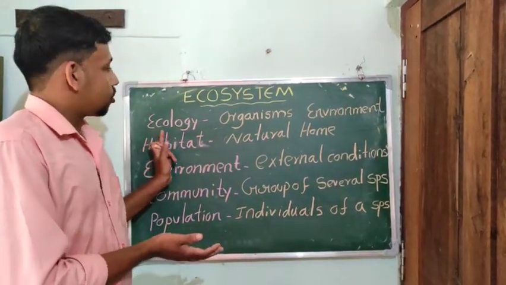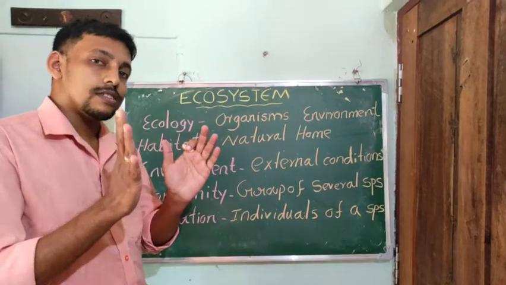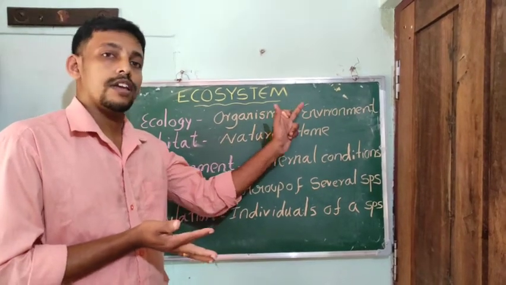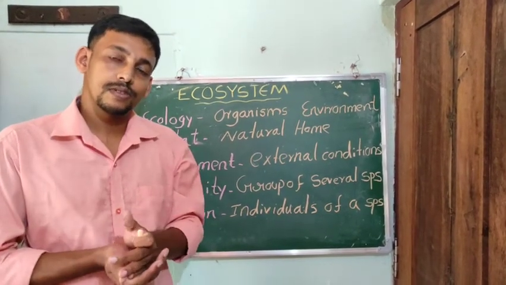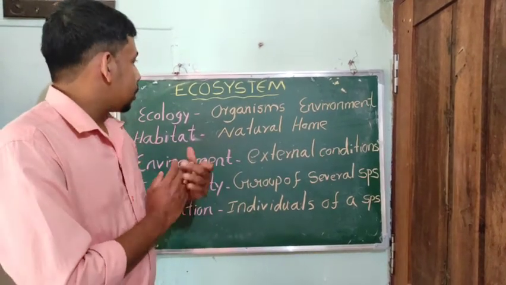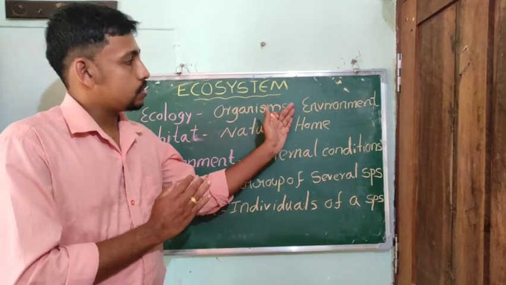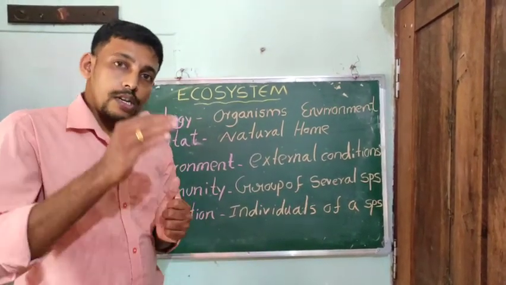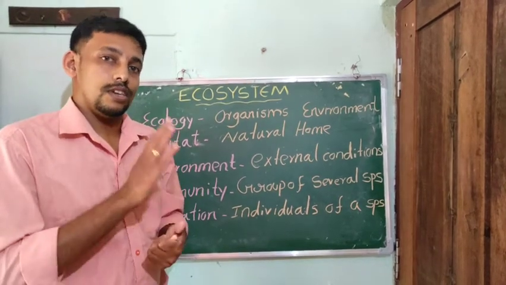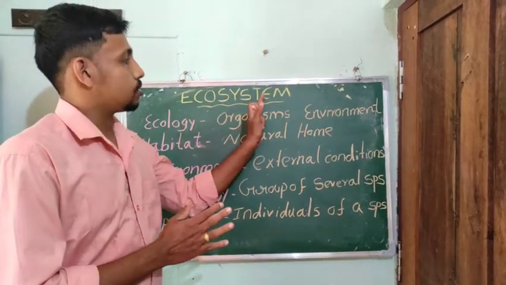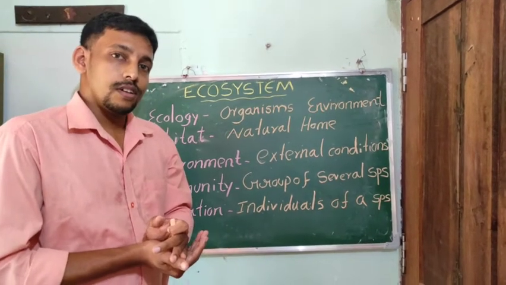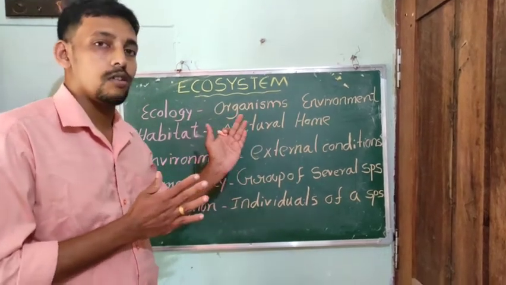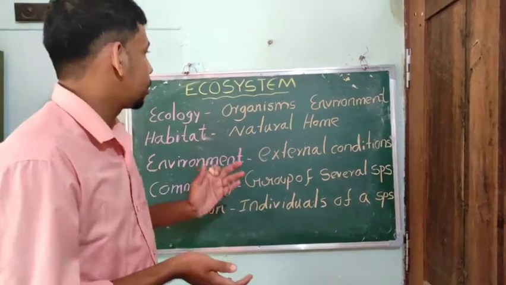This is related with what? Ecology. So ecology is the scientific study of organisms in relation to their environment. Okay, so it's a branch of biology. It is the study of organisms in relation to their environment. That is known as ecology. The functional unit of ecology is known as what? The ecosystem. So in this chapter, we will learn more about this functional unit of ecology. That is what? Ecosystem.